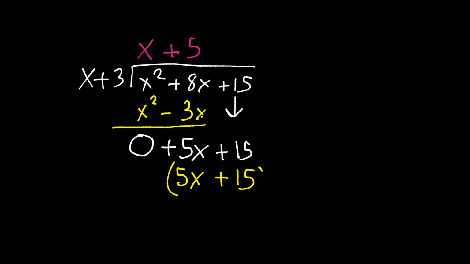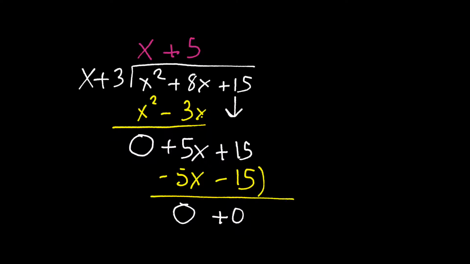And remember, we are subtracting that quantity. So I'm going to distribute the negative sign again. So this is a negative 5x here. This is a negative 15. And now I can just combine them. 5x minus 5x is 0. 15 minus 15 is 0.